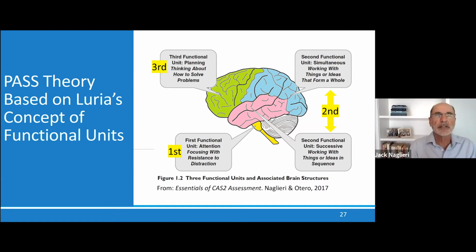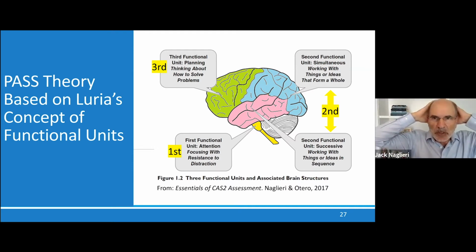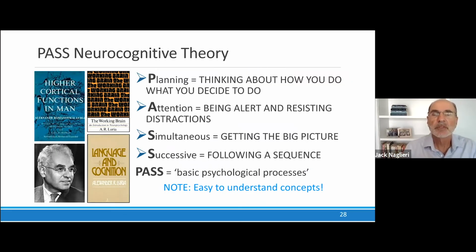So what did we do? We built our test on a conceptualization of brain function that Luria described as 3 functional units. The first functional unit is for cortical arousal and attention. That's in the base of your brain. The second functional unit has two components: simultaneous processing for the back part of your brain. I've already talked about that. And successive processing, the temporal part of the brain. So you got brainstem, occipital-parietal, temporal, third functional unit, prefrontal, frontal lobes.